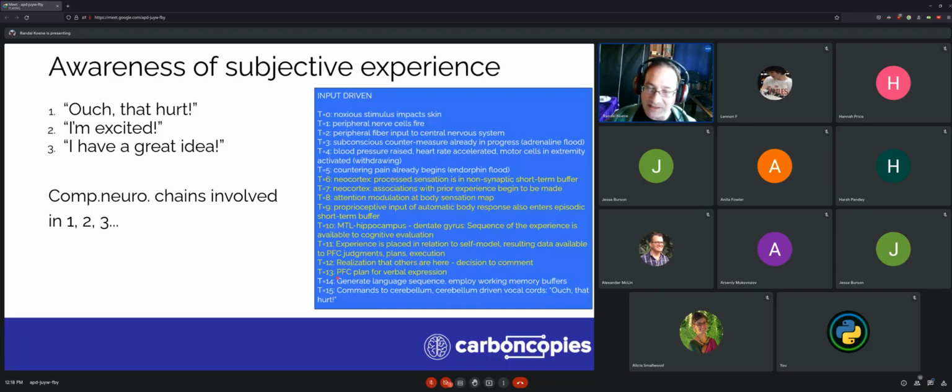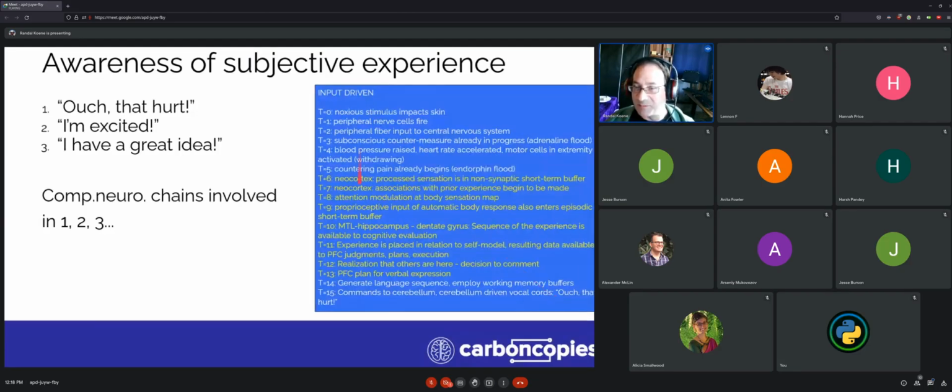Then your prefrontal cortex wants to execute this plan for verbal expression. So language is generated, and you employ the working memory buffers again in that context because you need to put together a sentence. And those commands through your cerebellum go to your vocal cords, and you say, ouch, that hurt. This is the input-driven example. Do we have any questions about this one or interesting points?